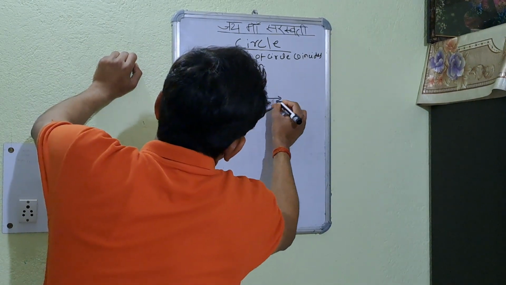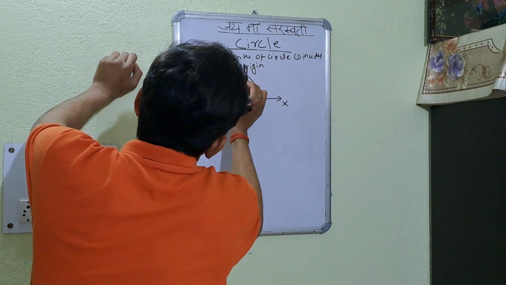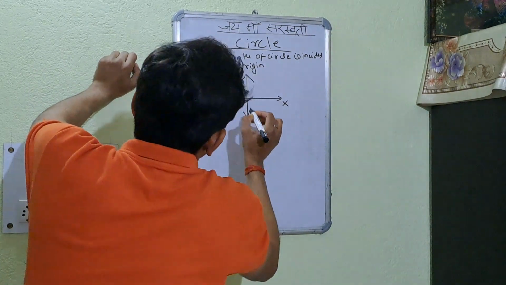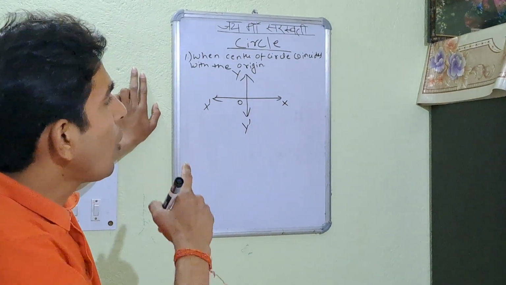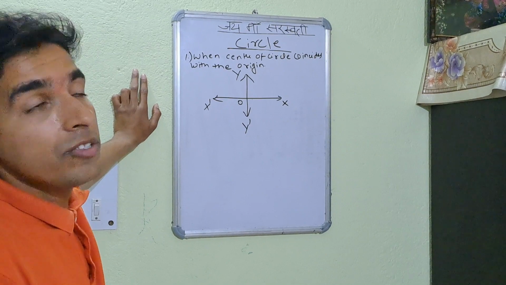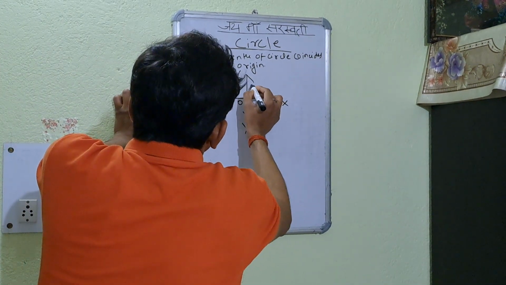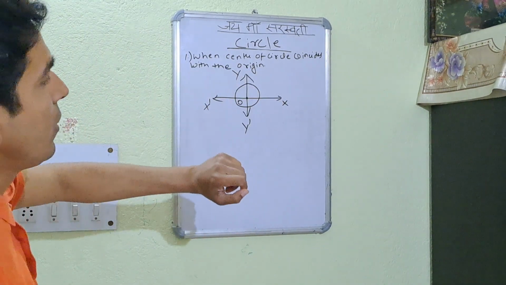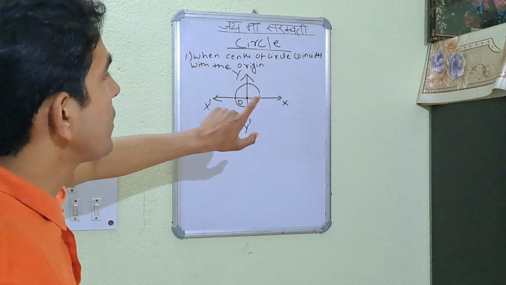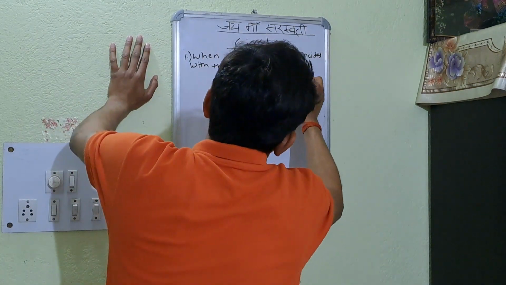This is a particular axis. We have already studied that the x-axis is the horizontal part and the y-axis is the vertical part. So when the center of the circle coincides with the origin, the coordinates of the origin are (0, 0). Whenever the coinciding part is there, it will be like this. So this is the circle in which the coordinates of the center are (0, 0).